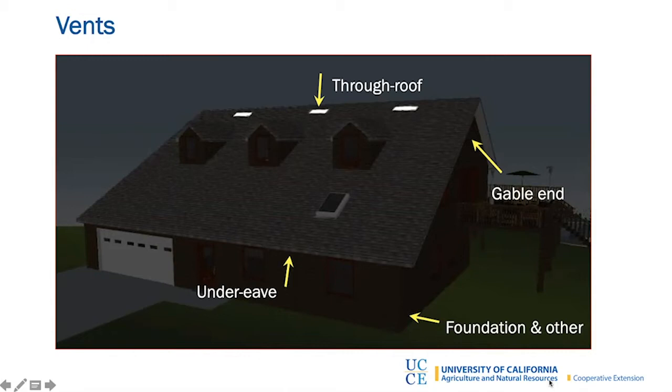If you have a crawl space, you're going to have foundation vents, and they're typically going to be on all sides of your home for cross ventilation purposes. If you have an attic, you're going to have vents in the under eave area, and then you're going to have vents on top of your roof or in the gable end. Typically, you'll have them in one or the other places, but you can have them in both places. A through roof vent can be through the roof itself. It can be at the ridge of the roof.